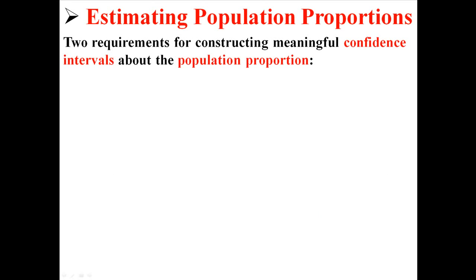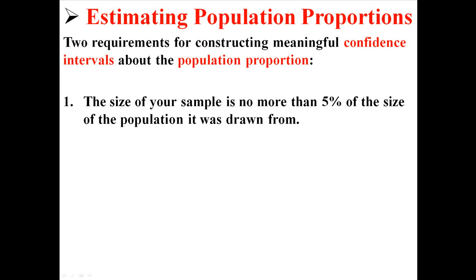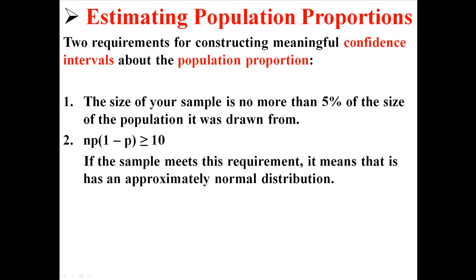So first of all, there are two requirements for constructing a meaningful confidence interval about the population proportion. First of all, the size of your sample has to be no more than 5% the size of the population it came from, and secondly, this weird equation right here. If the sample meets the requirement put forth in this equation, it means that it has approximately a normal distribution, so we can compare it to the normal z distribution using z-tables and stuff like that.